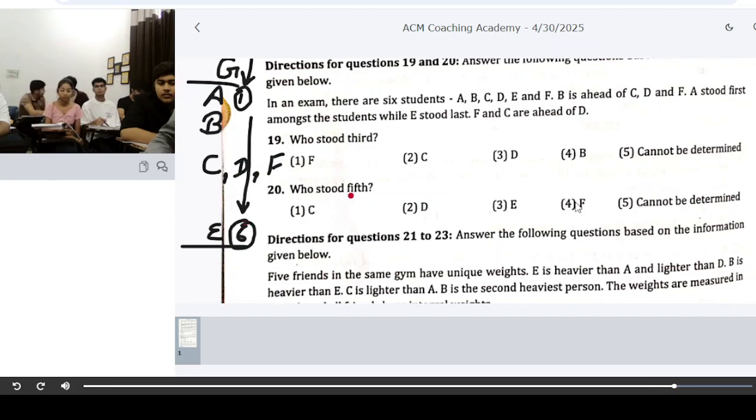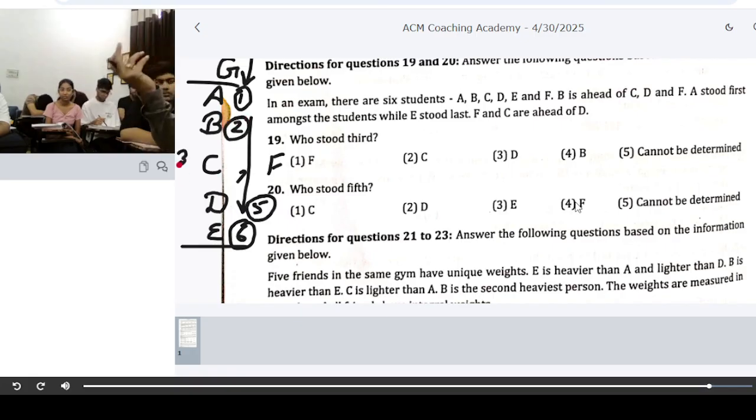Is this clear till here? Now they say F and C are ahead of D. That means D will not be here. D has to be at the bottom at number 5. Number 2 we have B. Now 3 and 4 we are not sure. They can be C or F in any order. We don't know that. Now the question is, who stood third? We can't tell. Who stood fifth? That is D. My answer is done.